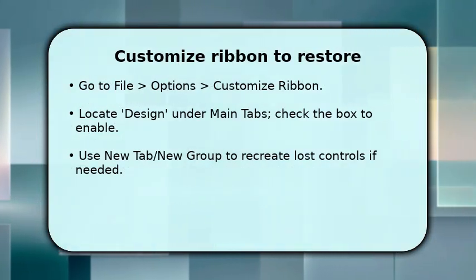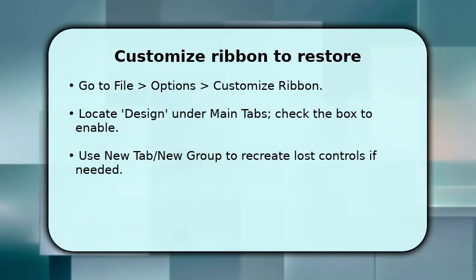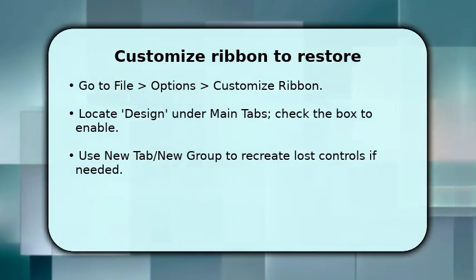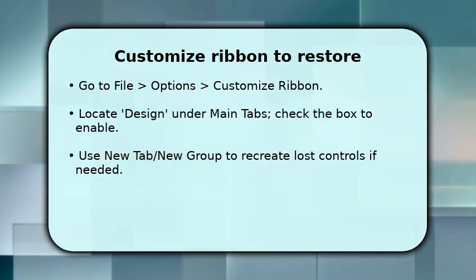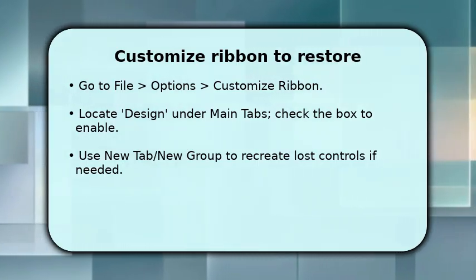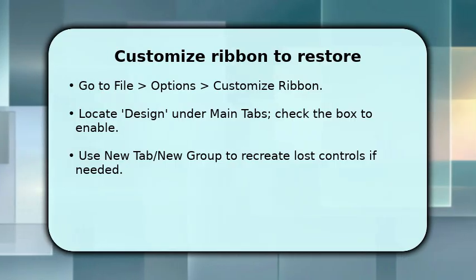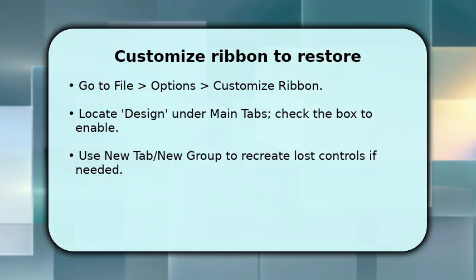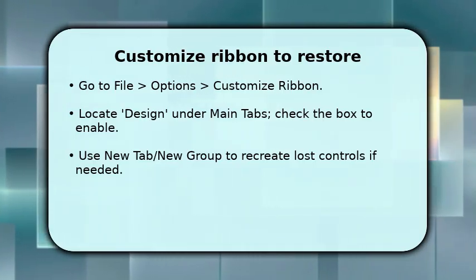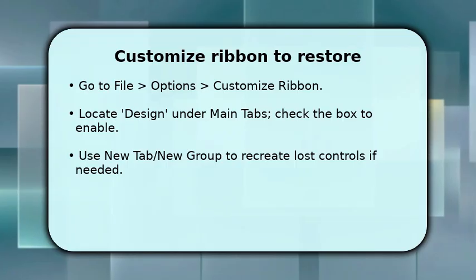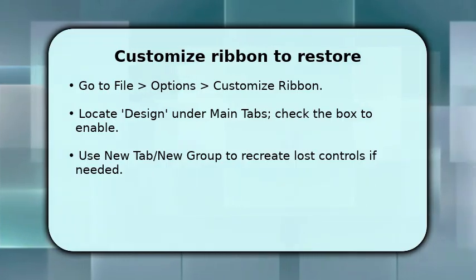Go to File, Options, then Customize Ribbon so you can control main tabs. Once there, find Design in the Main Tabs list and check its box to re-enable it. Word uses this list to build the ribbon UI. If Design is absent, create a new tab or group and add the specific design commands you need, which reproduces the functionality. Make sure to press OK to save changes so the ribbon updates immediately.